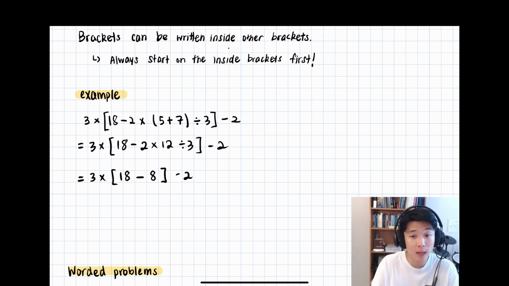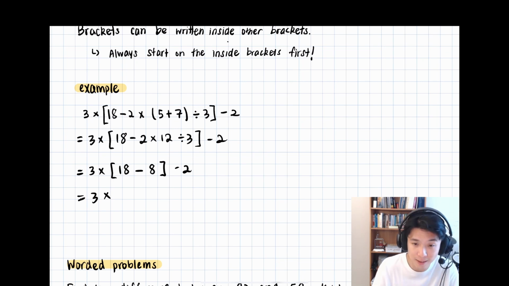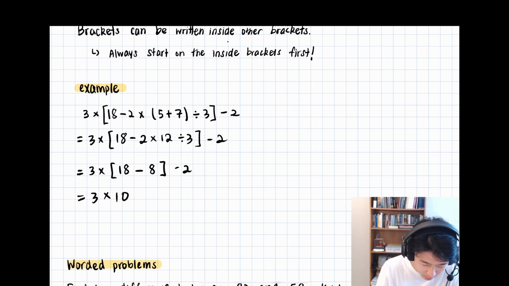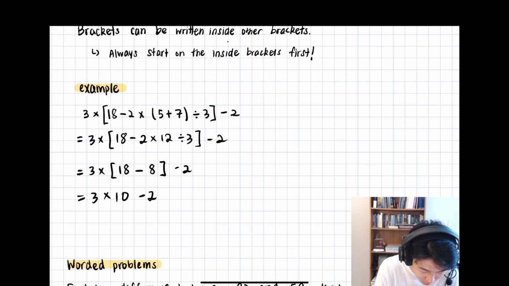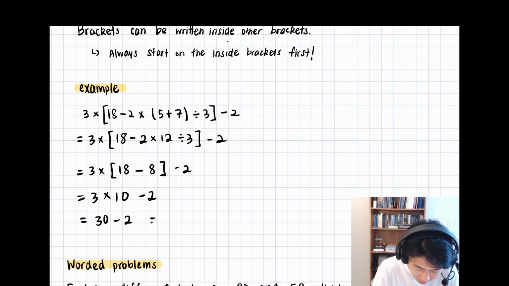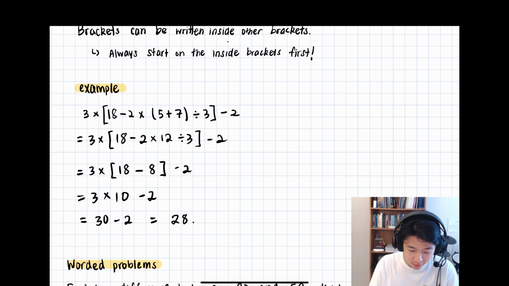And now, well, we still haven't done the brackets yet. And so now we go 18 minus 8, and that's 10. So now we have multiplication and subtraction. And guess what? We do the multiplication first. And so what we end up with is 30 minus 2, and so that means the final answer is 28. Okay. Again, feel free to pause the video here if you'd like to copy this down. And if you find any part of this confusing, don't worry, we'll practice more problems like this in our next lesson.